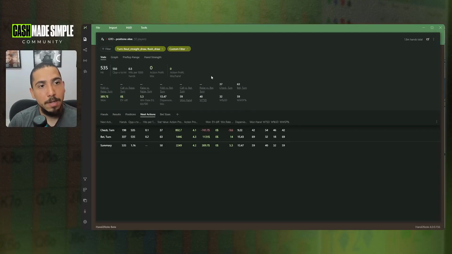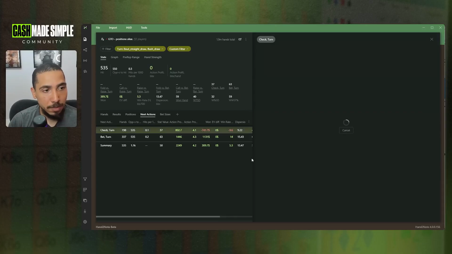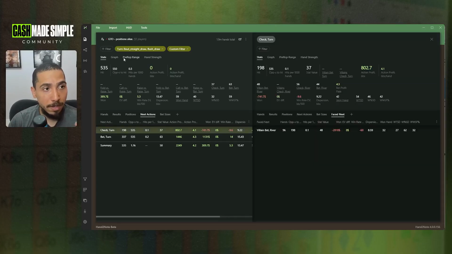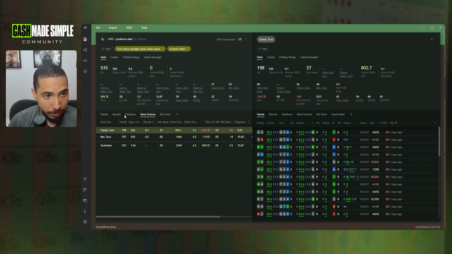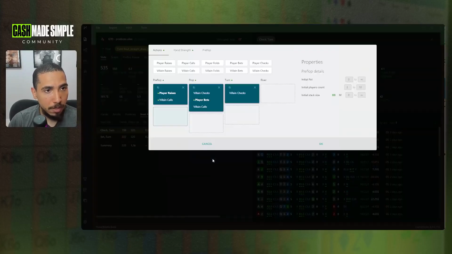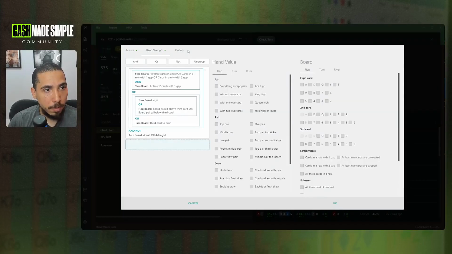The draws are checking 37% of the time. We have to check back 37% of our draws. It's really significant. And I filtered for open-endeds and flush draws. Let's also remove the possibility of ace highs. We know that ace high draws should generally be played more passively.